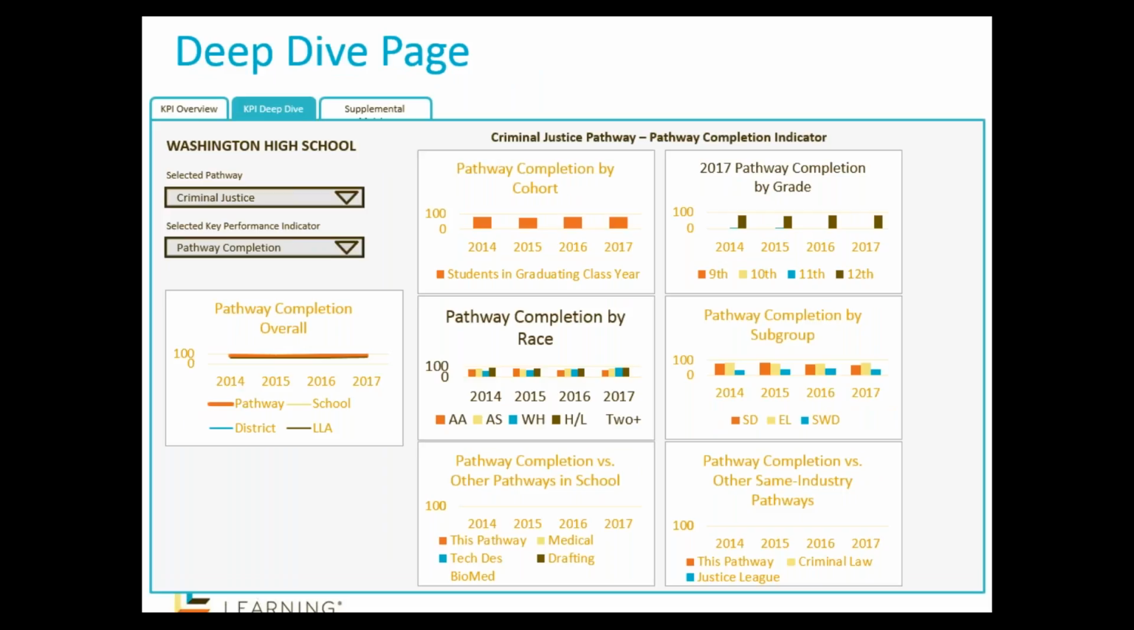Similarly, we've designed this in a way where not only will you be able to look at that summary, but you would be able to drill into a specific indicator or metric and really break that metric down by demographics, by age, cohort. So here you can see that we're looking at a sample pathway, the criminal justice pathway, and we're looking at the pathway completion indicator. And you can see that we're looking at this both by class year, by grade level, but also by race and other subgroups such as English language learners or students with disabilities. So really able to break that down into some pretty small subgroups and try to cross-analyze.